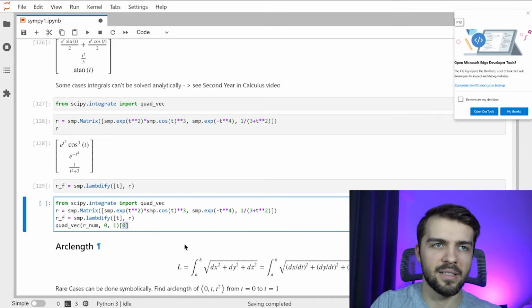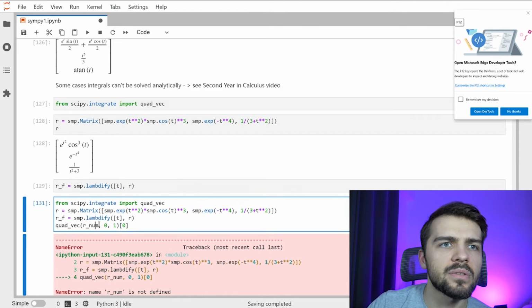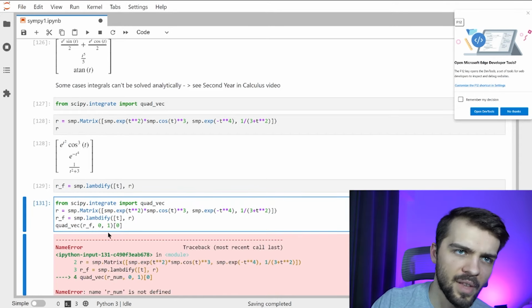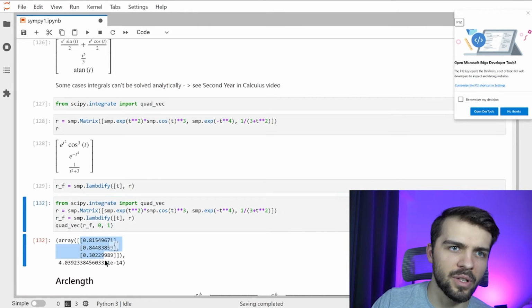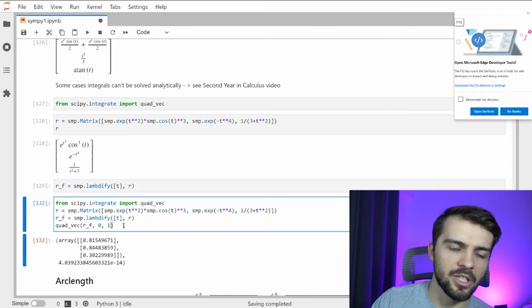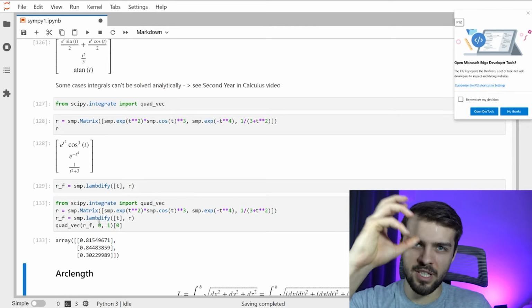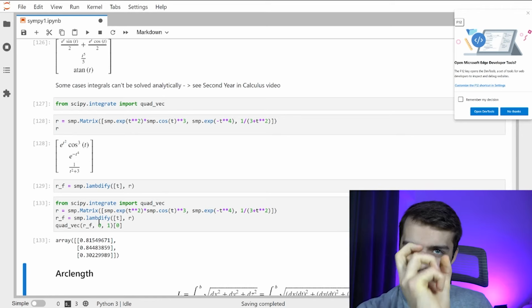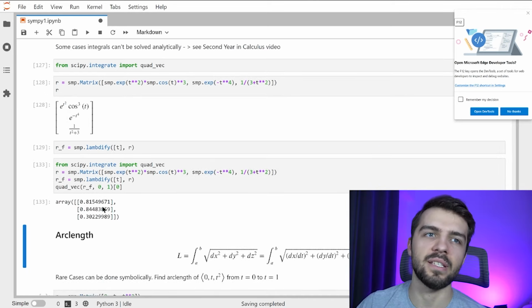And I take this and call it rf. If I don't do this, by the way, it'll just do the integral and it will give the integral and the error on the integral. But I just want the integral. And so it looks like this. So this is a mix of using SymPy to create a numerical function in Python and then actually doing an integral afterwards and getting these values.